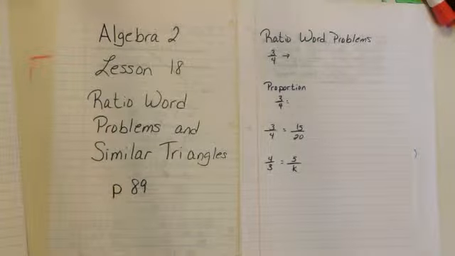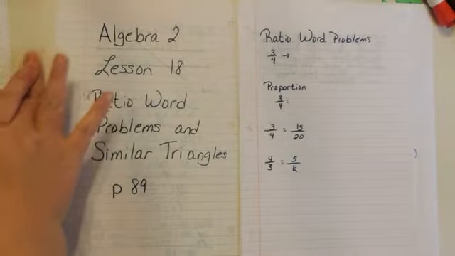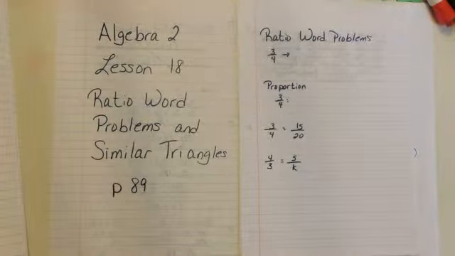Hi, this is Algebra 2, Lesson 18. We're going to talk about ratio word problems and similar triangles. We're starting on page 89.